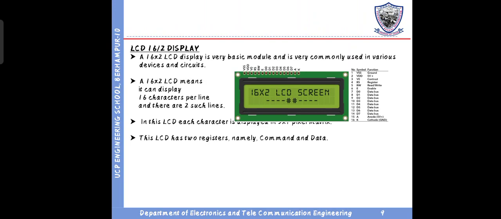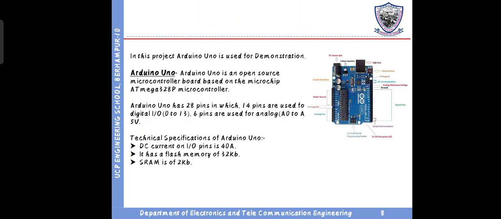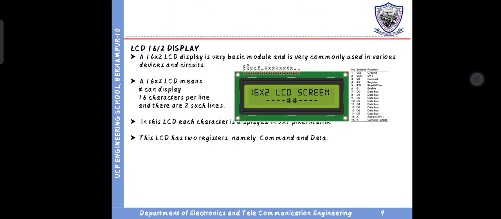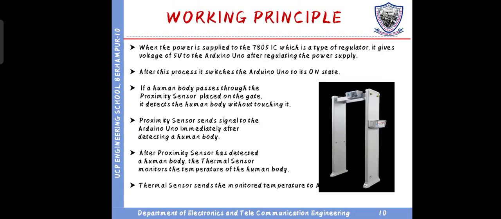LCD display 16x2. A 16x2 LCD display is a very basic module and is very commonly used in various devices and circuits. A 16x2 LCD means it can display 16 characters per line, and there are two such lines. This LCD has two registers, namely command and data.